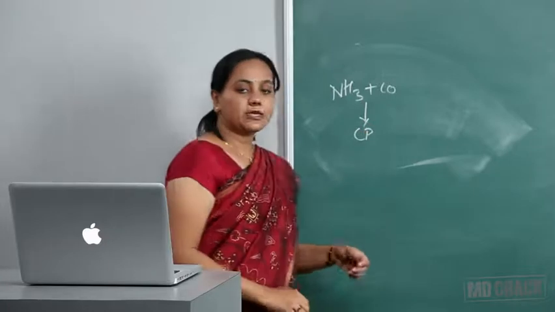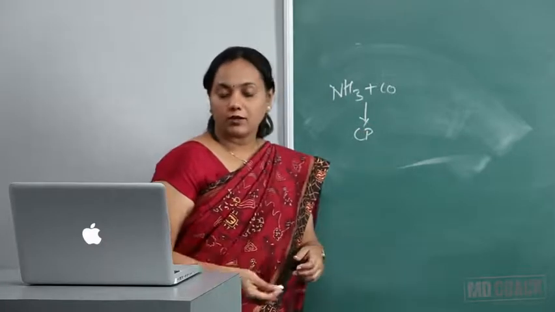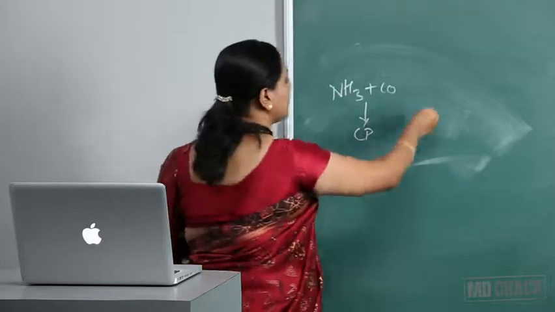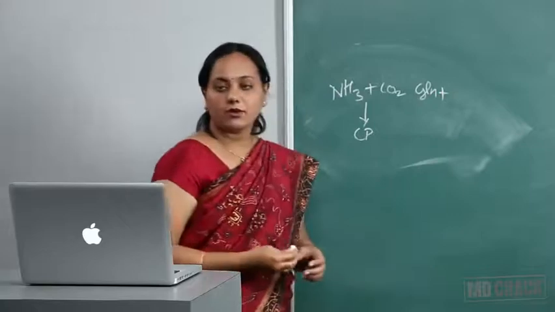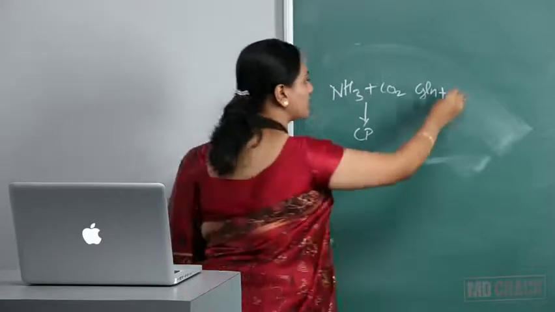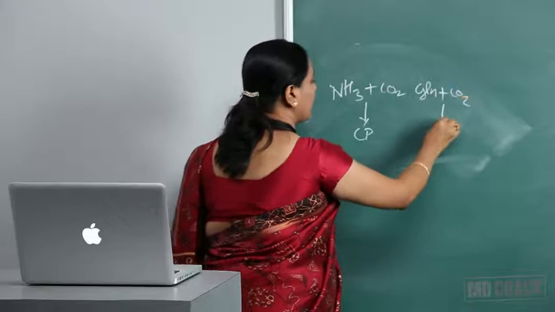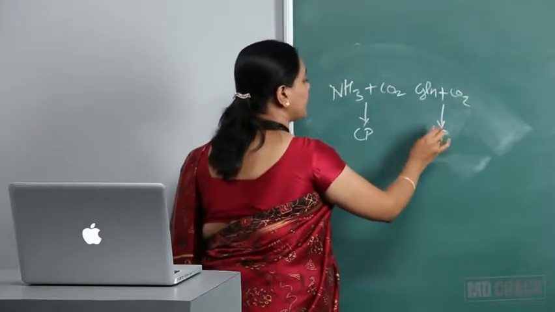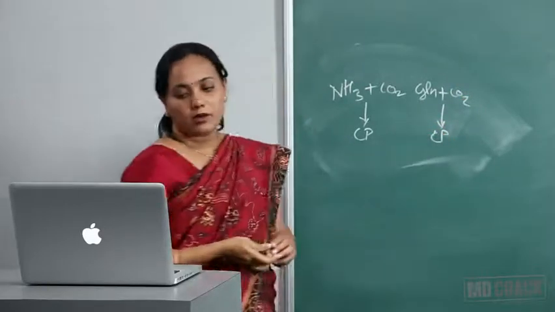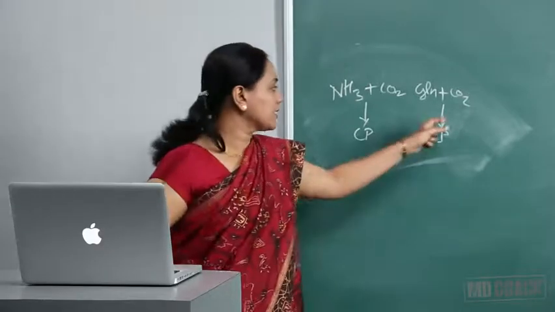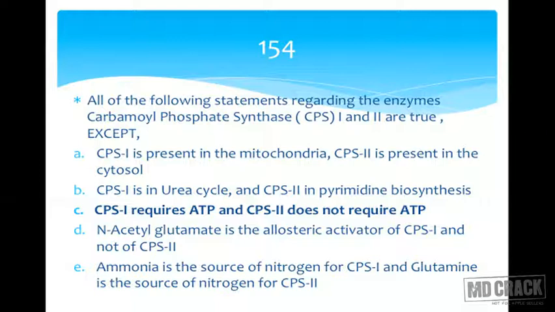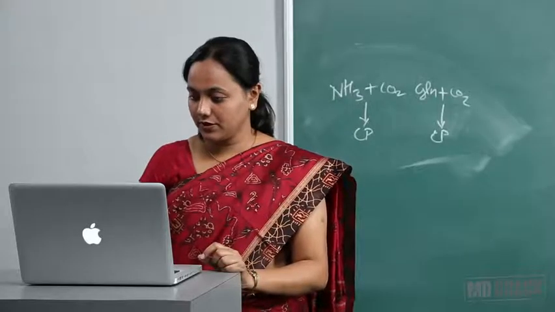The enzyme is CPS1, and if it is CPS2, it combines glutamine plus carbon dioxide to form glutamate and carbamoyl phosphate. This is happening in pyrimidine biosynthesis, so this is happening in the cytosol, and the other is happening in the mitochondria. But both of them require ATP. So let's go to the next question.